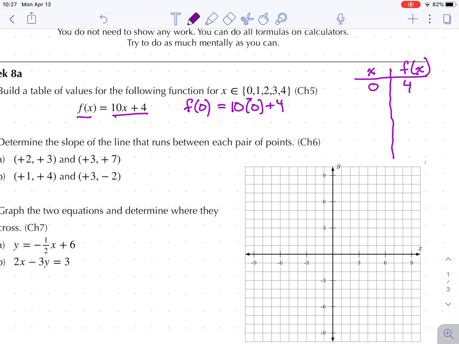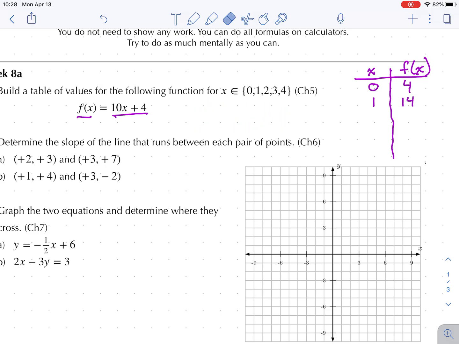The next one I will do is x is equal to 1. So I take my function and I evaluate it at 1. So I put 1 in for x into my function. So 10 times 1 plus 4. 10 times 1 is 10, plus 4 is 14.